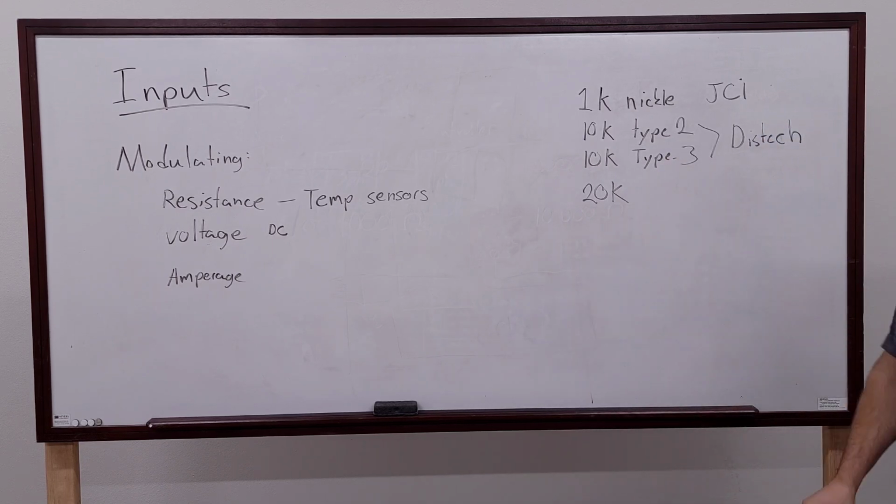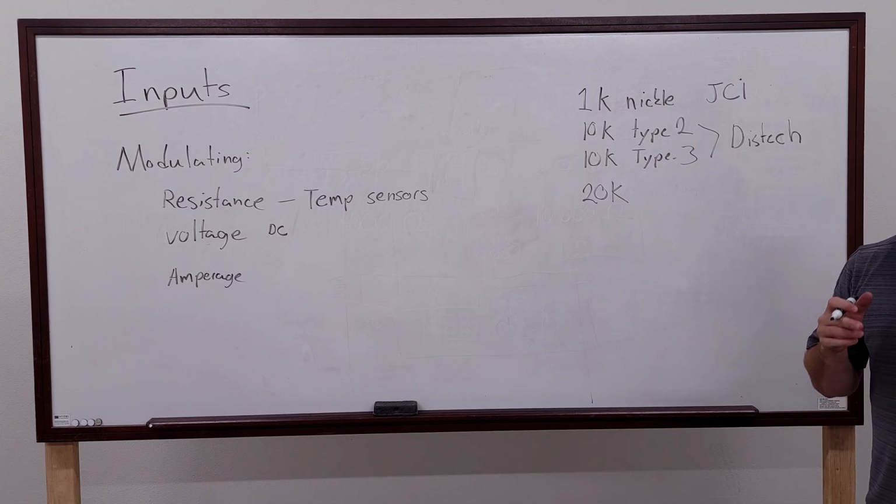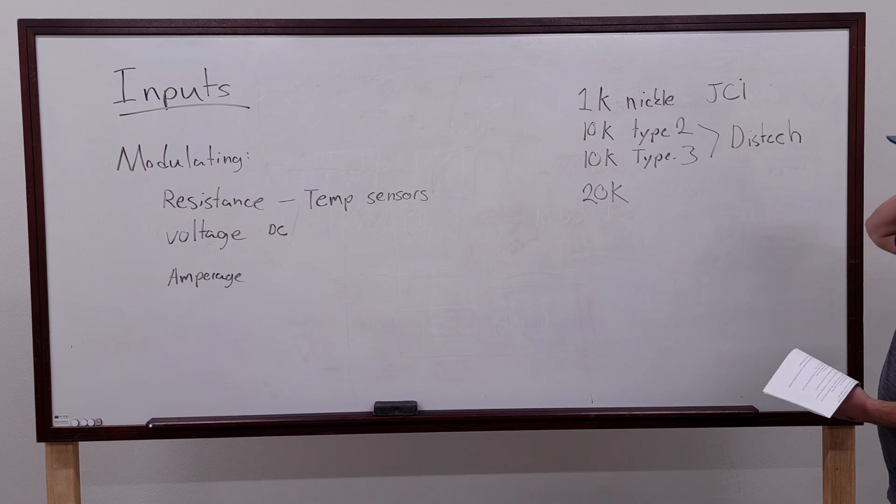Lots of companies use 10K: Distech, KMC, Andover, Novar. What else is out there that uses it? There's a lot. It's probably the most widely used resistance scale, 10K type 2 or 3.